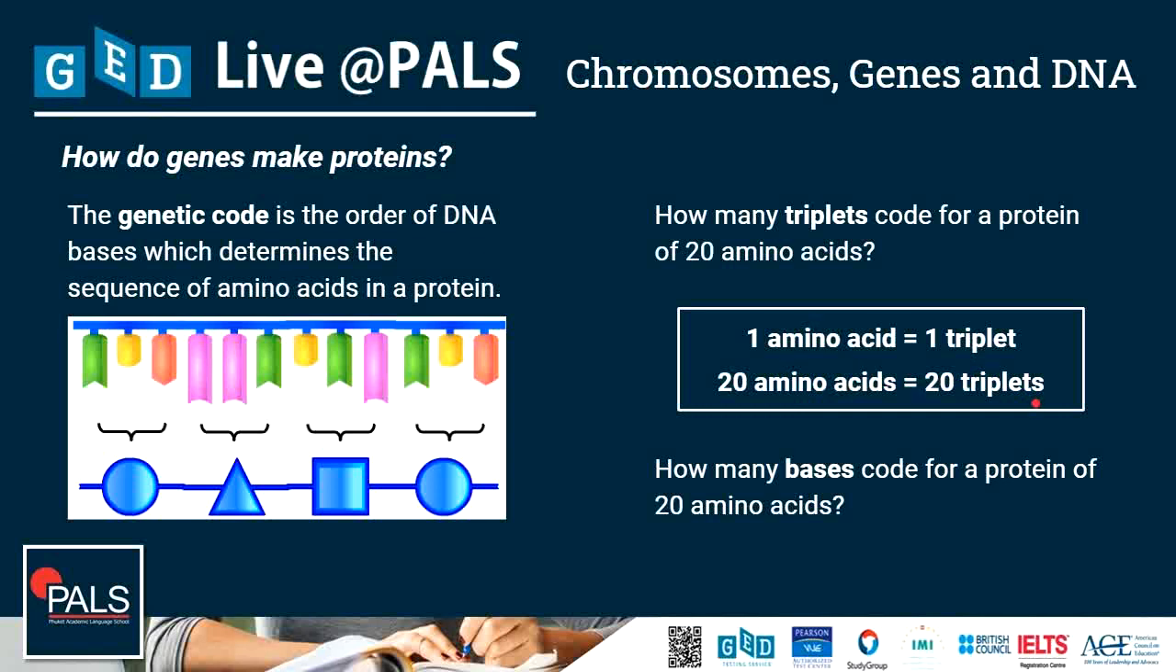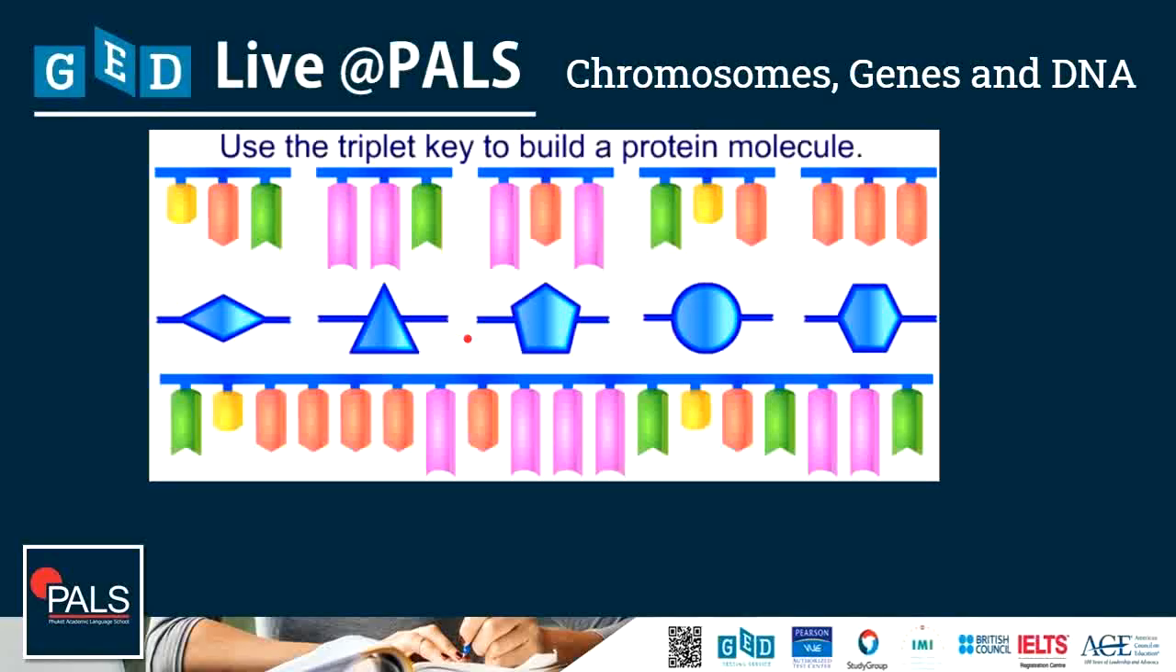How many bases code for a protein of 20 amino acids? 20 times 3, 60. So, let's try ourselves. Here we have different triplets, and each triplet equals an amino acid.